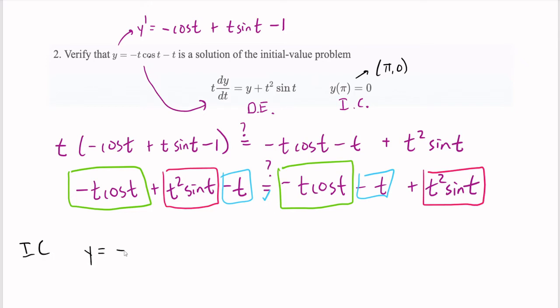y equals negative pi cosine pi minus pi. Well, that's equal to cosine pi. You're at 1, you go halfway around the circle, you're at negative 1. So that would be negative pi times negative 1 is pi, minus pi equals 0. Hooray! I plugged pi into this, which is our y, I get 0. There you go. So you verified the solution. This is legitimately a solution to this differential equation.